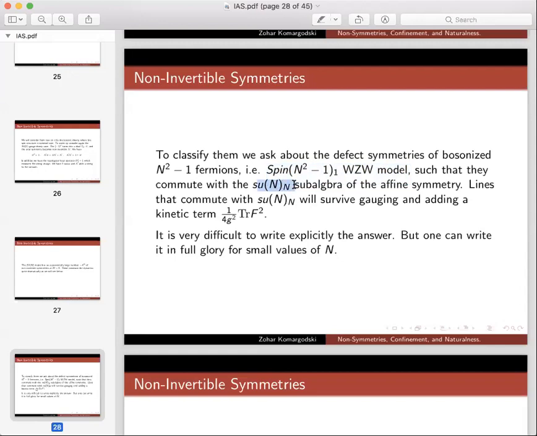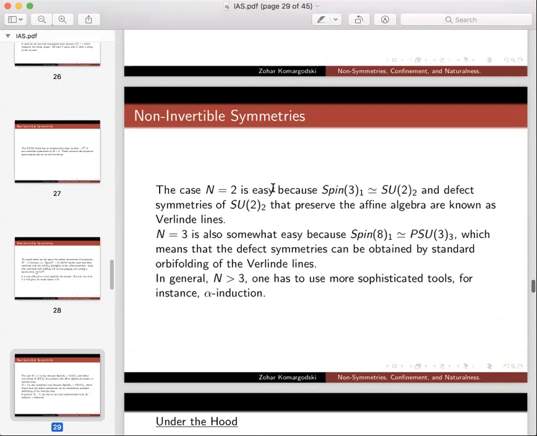gauging. This is a very difficult problem to do explicitly, but for small values of n, we actually did it. It's in the paper explicitly, and one can write it down in full glory. So this is how we found the non-invertible symmetries, but you cannot really write down the full answer for all n very clearly. You can just write it implicitly. At least we were not able to.